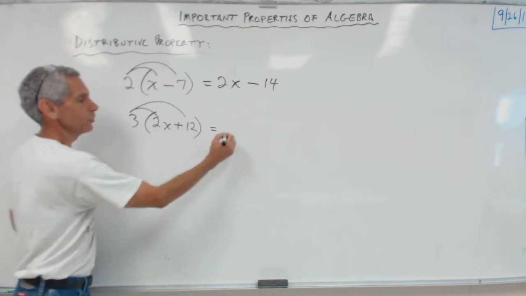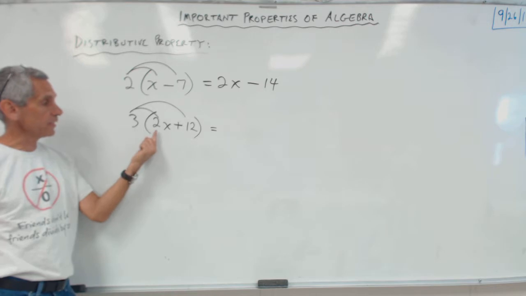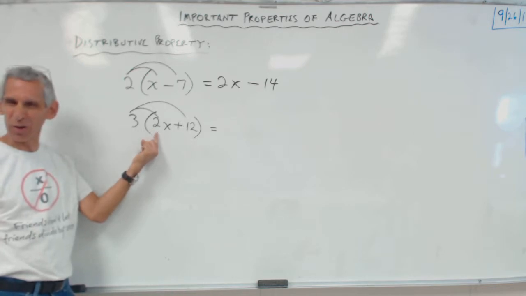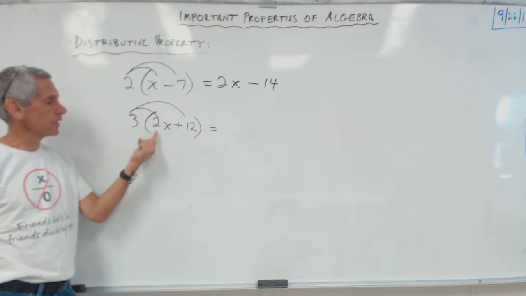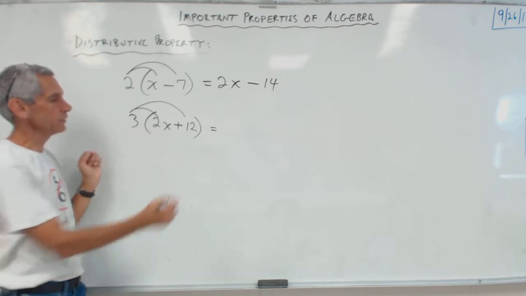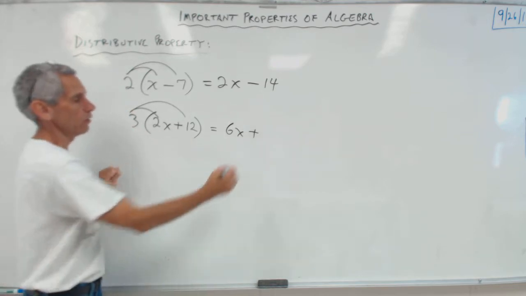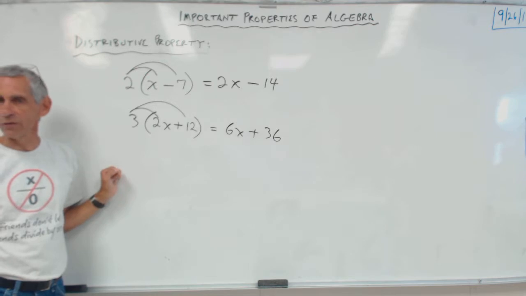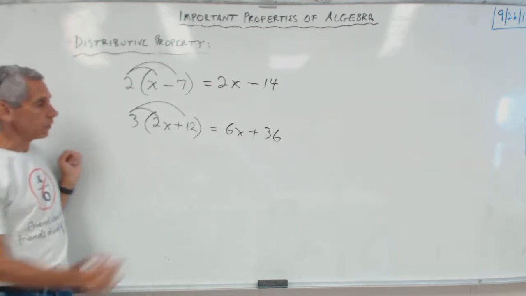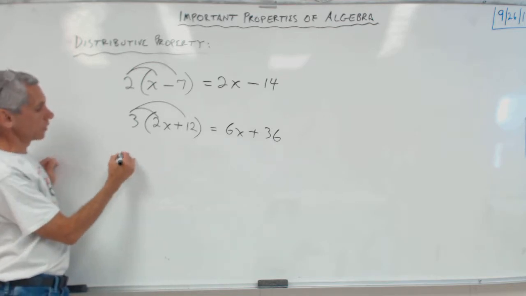Okay, 3 times 2x is 6x, right? I'm multiplying the 3 times that number in front of the x. What's that number called again? The coefficient. So 3 times the coefficient, 3 times 2 is 6. So that's 6x plus 3 times 12 is 36. Right? Fist of 5 so far? You guys get it? All right, what if I give you this one?